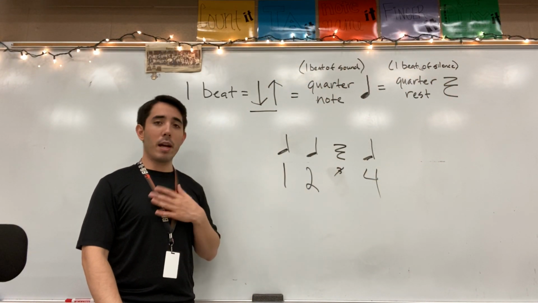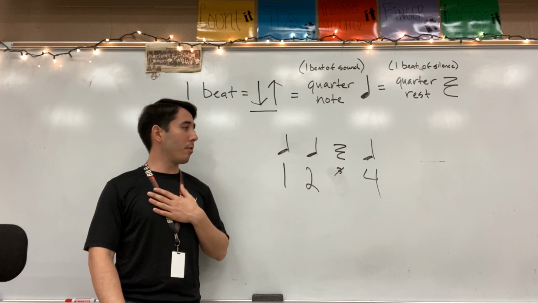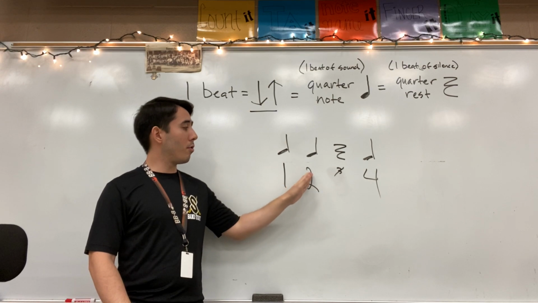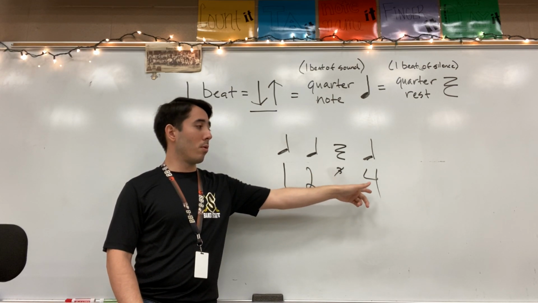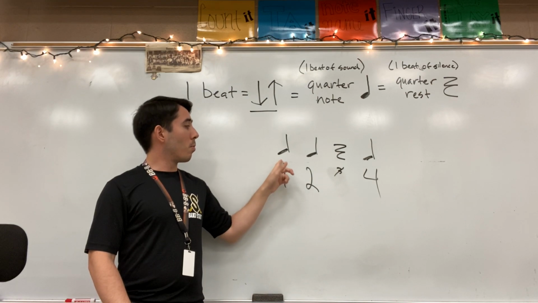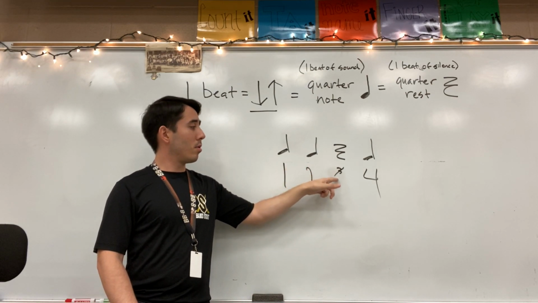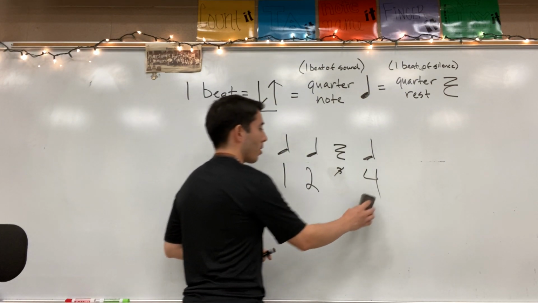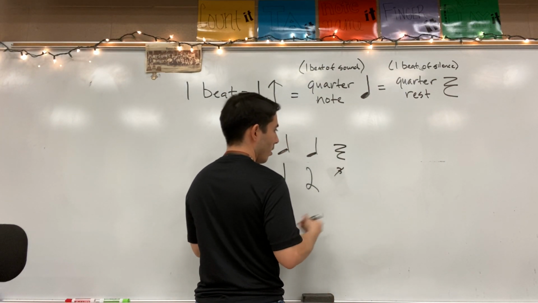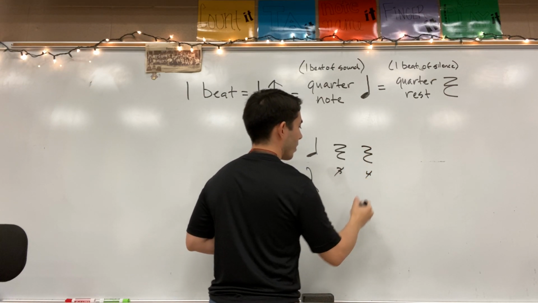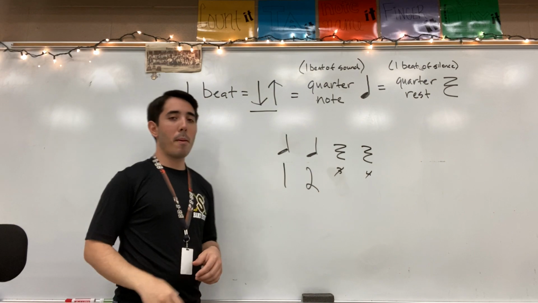But if we were to count this together, count this with me. Ready, set, and ready, go. 1, 2, 4. Okay, one more time. Ready, set, and go. 1, 2, 4. Okay, let's change it up just a little bit more. Let's make 4 a little quarter rest. How would we count that?